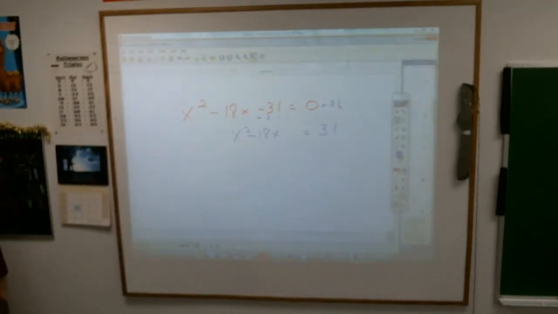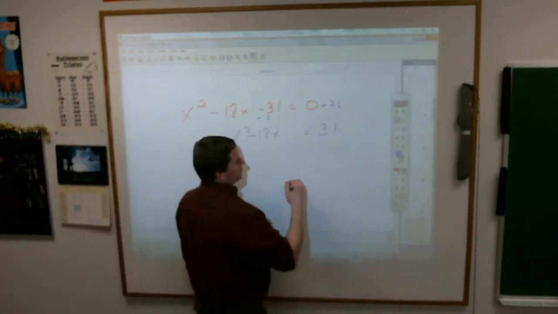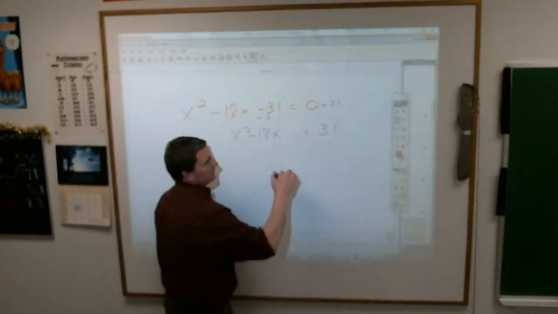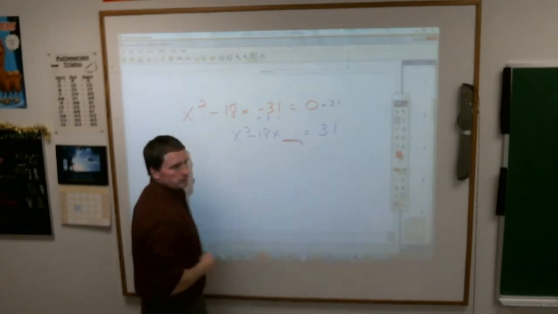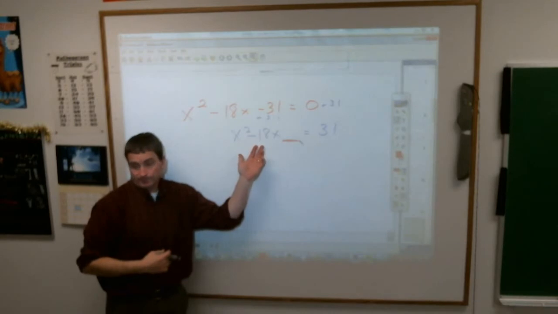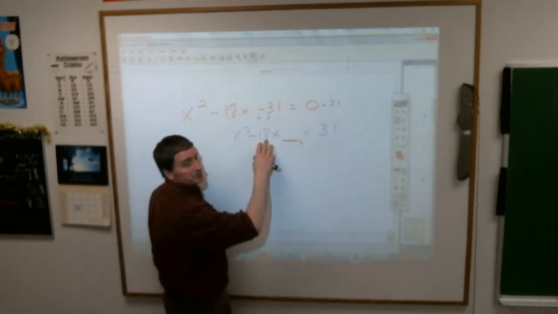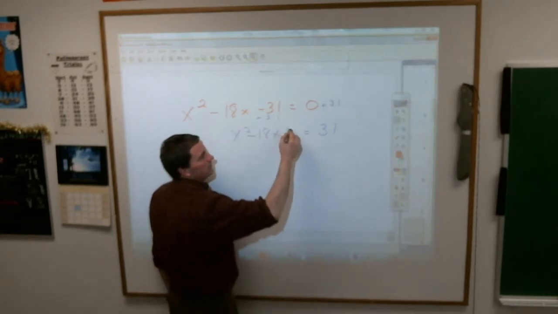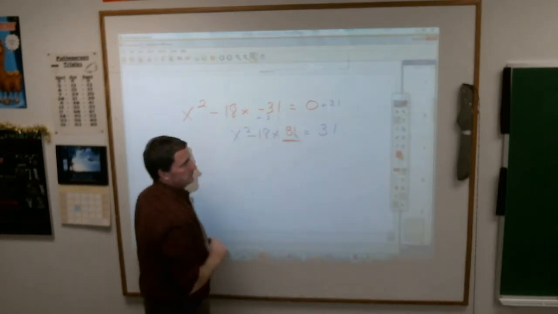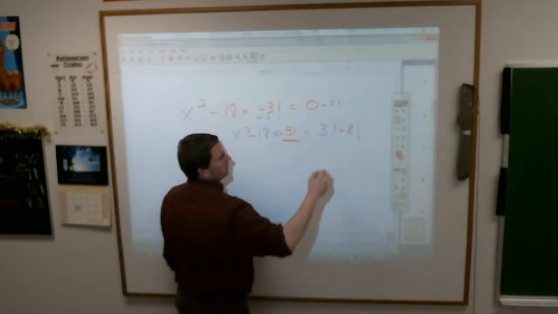Hopefully you at least got to the point where you needed to get the 31 to the other side. People seem to struggle with this, but it's not that difficult. To find out what number you want here, half of negative 18 squared. So half of negative 18 is negative 9. Negative 9 times negative 9 is 81. Plus 81. Plus 81.